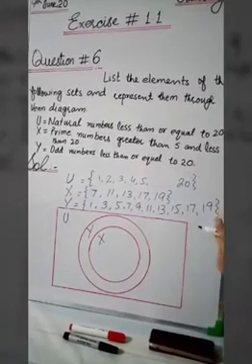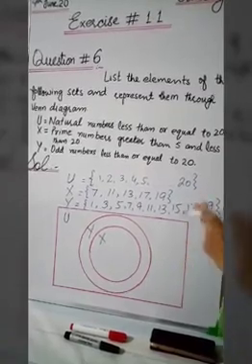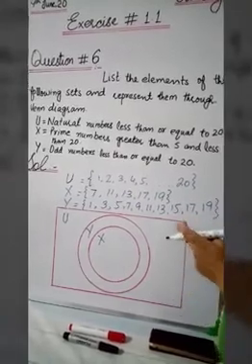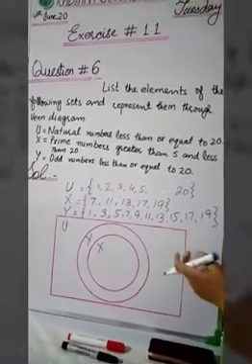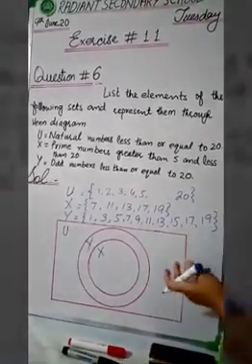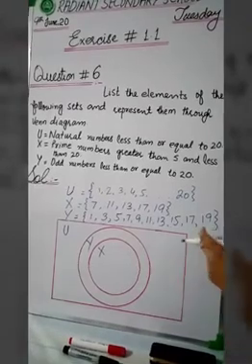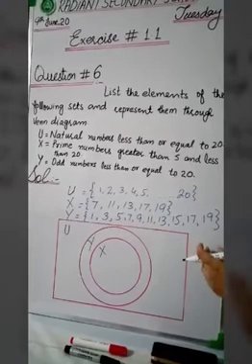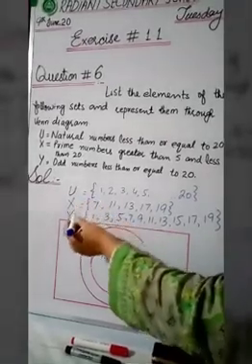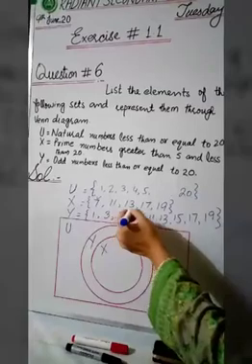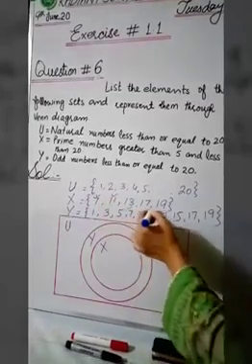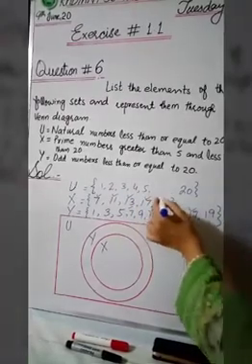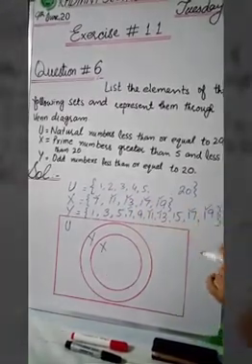Okay, now after listing all the elements of these sets, you have to represent these on the Venn diagram. Now you have to decide which type of diagram you will draw: disjoint, overlapping or subset. So for that purpose, what will you do? You will search out the common elements in X and Y. 7 is common, 11 is common, 13 is common, 17 is common, and 19 is also common.